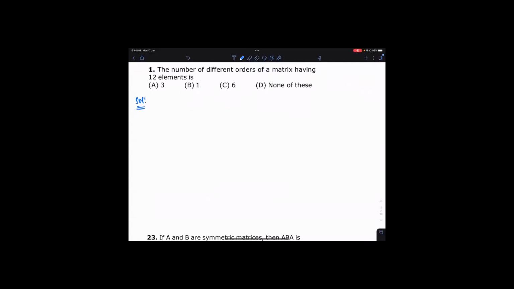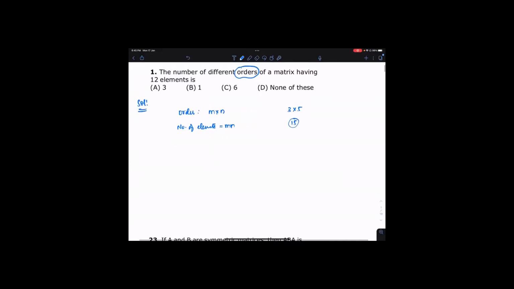The number of different orders of matrix having 12 elements. So you all understand what is order, right? A matrix has 12 elements. Now, if the order of the matrix is m by n, then the number of elements will be mn. Like if the order of the matrix is 3 by 5, the number of elements will be 15. If the matrix has 3 rows and 5 columns, then it will have 15 elements. Now, what they have given is that the matrix has 12 elements. So what are the possible sizes of the matrix?